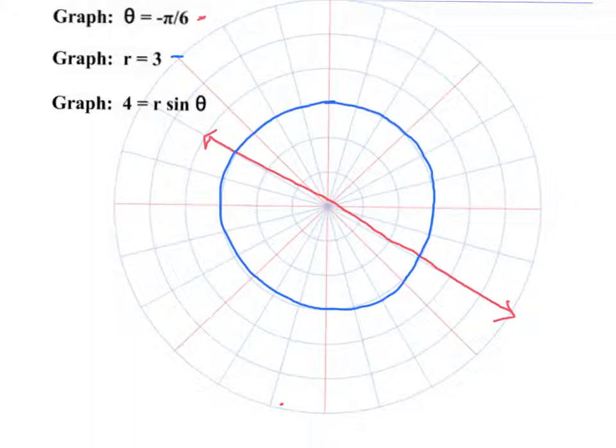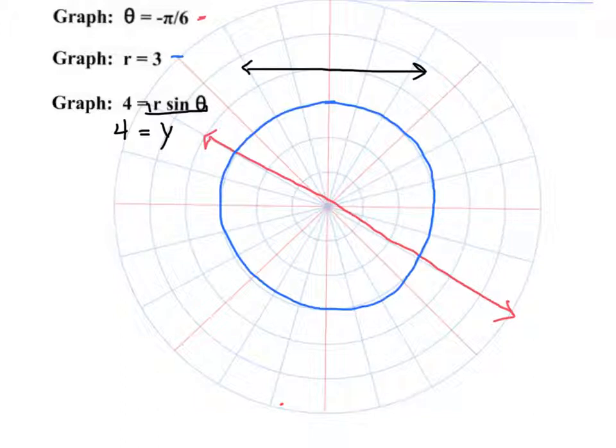And finally, the hard one here, 4 equals r sine theta. And you look and you say, geez, I don't know how I would do that one. Well, remember, this is y. So this is no different than saying y equals 4, which is a horizontal line. So how would you get a vertical line? Well, you'd graph 4 equals r cosine theta.